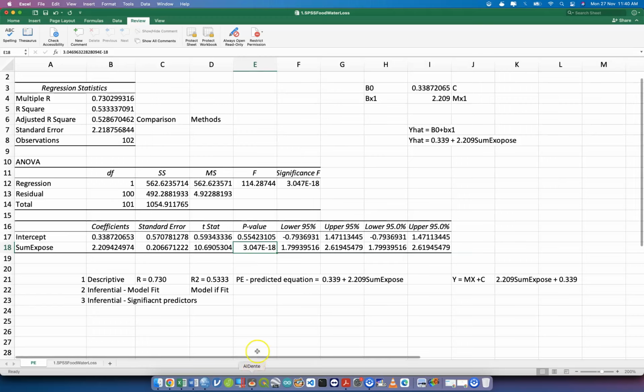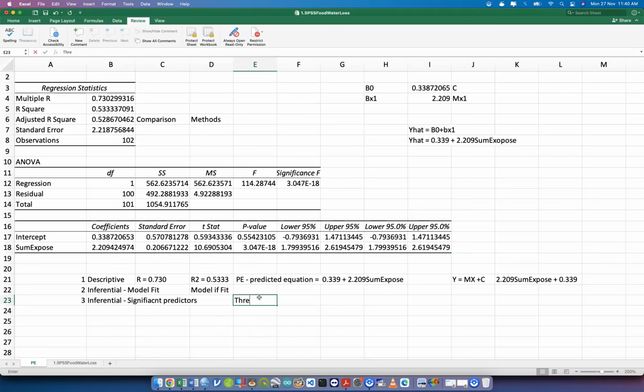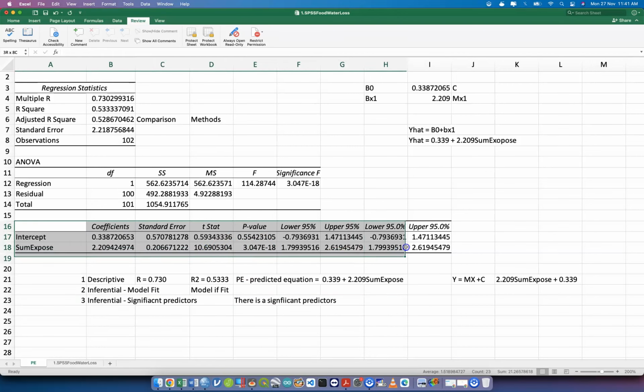The answer is yes. There is a significant predictor. No, we will look at the table below. That's why I said last table. Last table also here, you call it the t-statistics table. The t-statistics table will tell about the significant predictors.